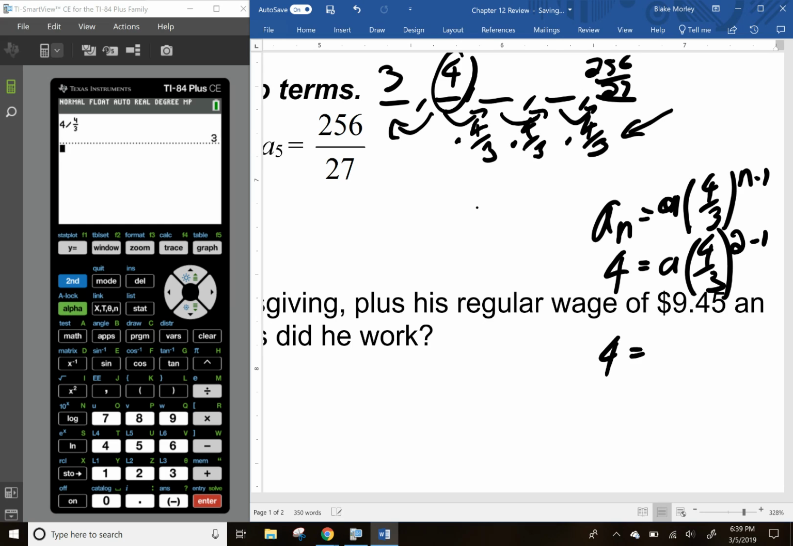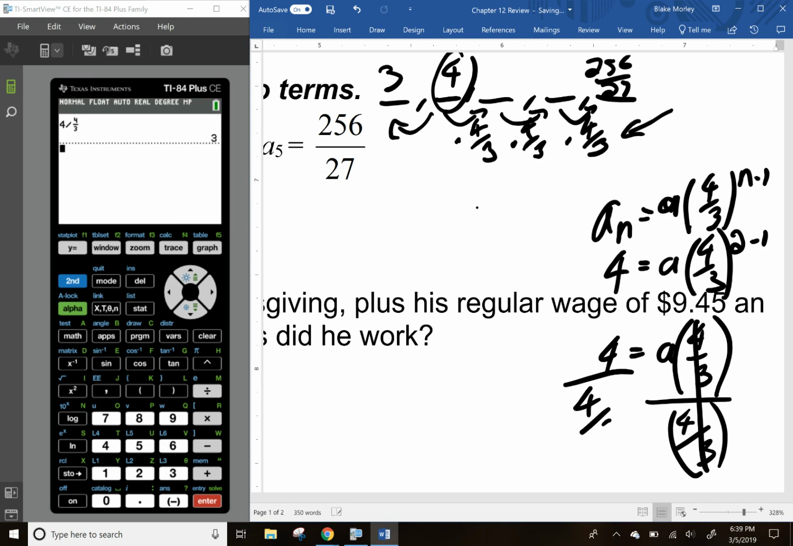So this is 4 equals a times 4/3 to the 2 minus 1. 2 minus 1 is just 1, and 4/3 to the first power is just 4/3. So you can take that and divide both sides by 4/3. Just like I did in the calculator a second ago, you see that a becomes 3. Well, there you have it.